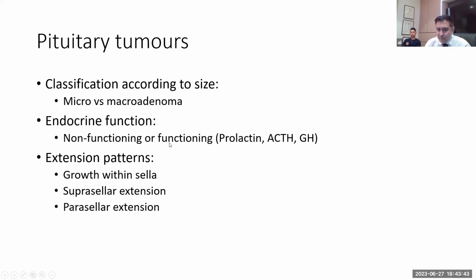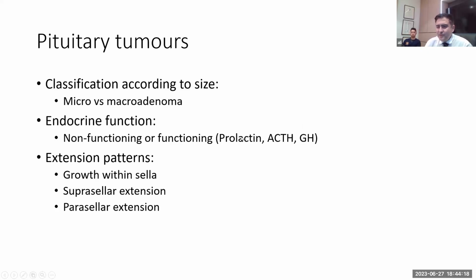And the most common functioning tumors either secrete prolactin or ACTH, which leads to elevated cortisol levels, hence causing Cushing's disease, or secrete growth hormone, causing acromegaly in postpubertal individuals or gigantism in prepubertal individuals. So these are the endocrinopathies that you can get from a functioning pituitary adenoma.